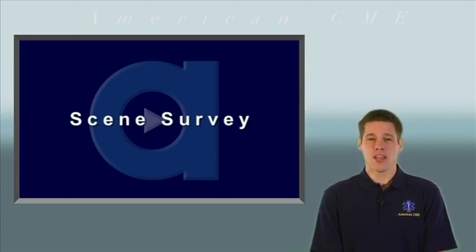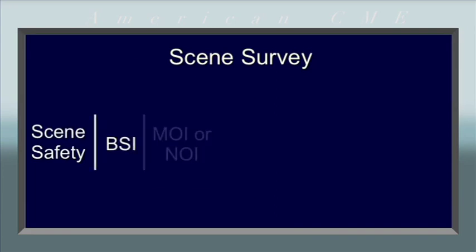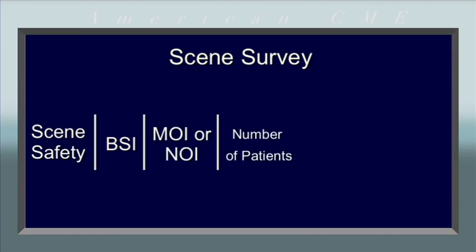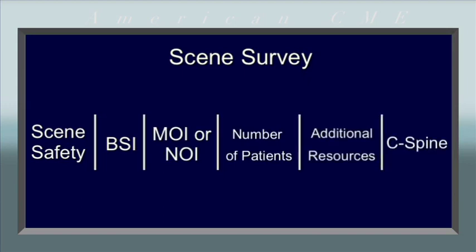take place. The 6 subcomponents of the scene survey are ensuring scene safety, taking proper body substance isolation precautions, evaluation of the mechanism of injury or the nature of illness, determining the number of patients on scene, the need for additional resources, and finally, considering C-spine precautions.